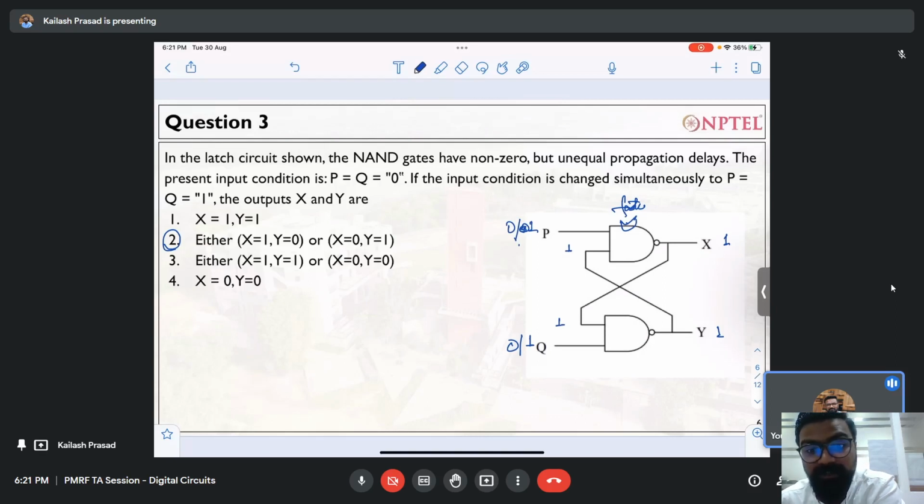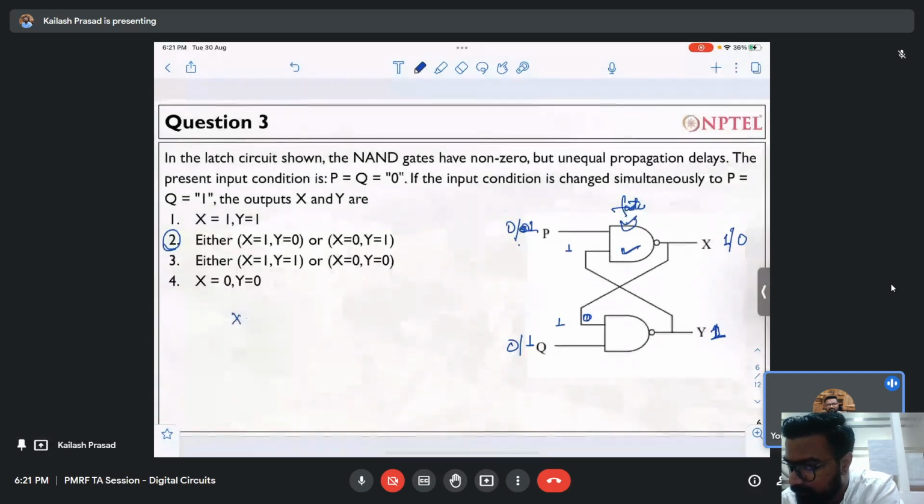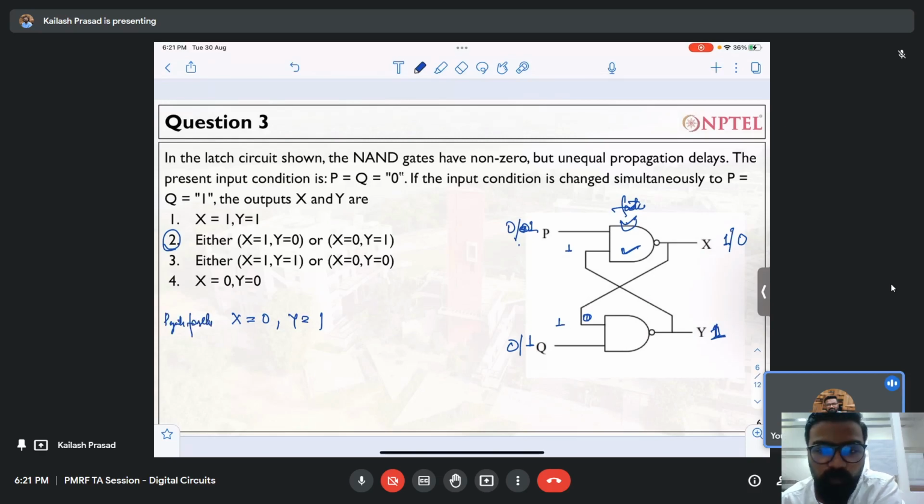Now the question is, which of the outputs will go to 0 first? Both of them will try to act simultaneously, and if this is the faster gate I am considering, it will become 0. As soon as it becomes 0, this node will become 0 over here. If any one of the input of the NAND gate is 0, the output will remain at 1. So it will happen that X equal to 0 and Y equal to 1 if the P gate is faster.